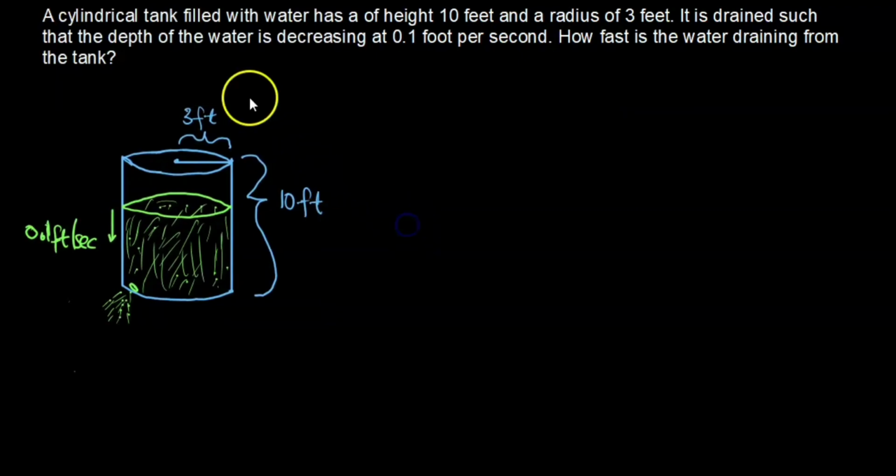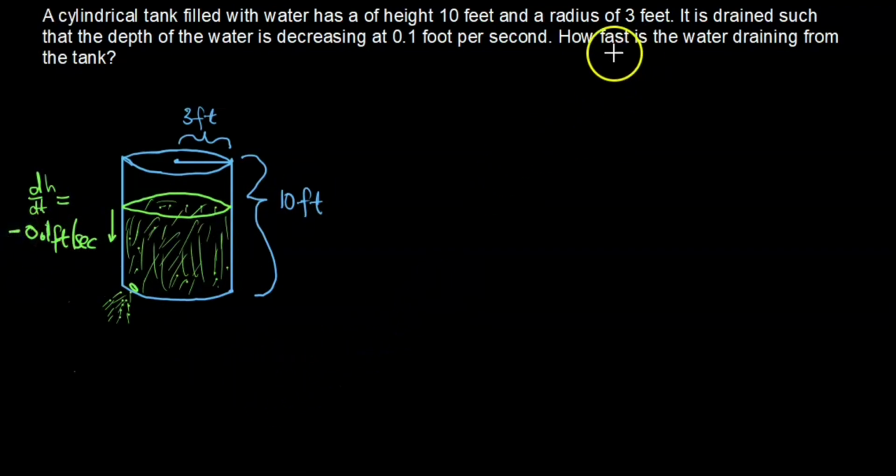We're given that this cylindrical tank is filled with water and has a height of 10 feet, a radius of 3 feet. Now it is drained such that the depth of the water is decreasing. So the level of the water every second is decreasing by 0.1 foot. What this means is that the rate at which the water level is decreasing, in other words, the rate at which the height of the water is dropping, I'm going to denote by dh/dt, and it is given by 0.1 foot per second. But since it is reducing, we're going to put a negative right here.